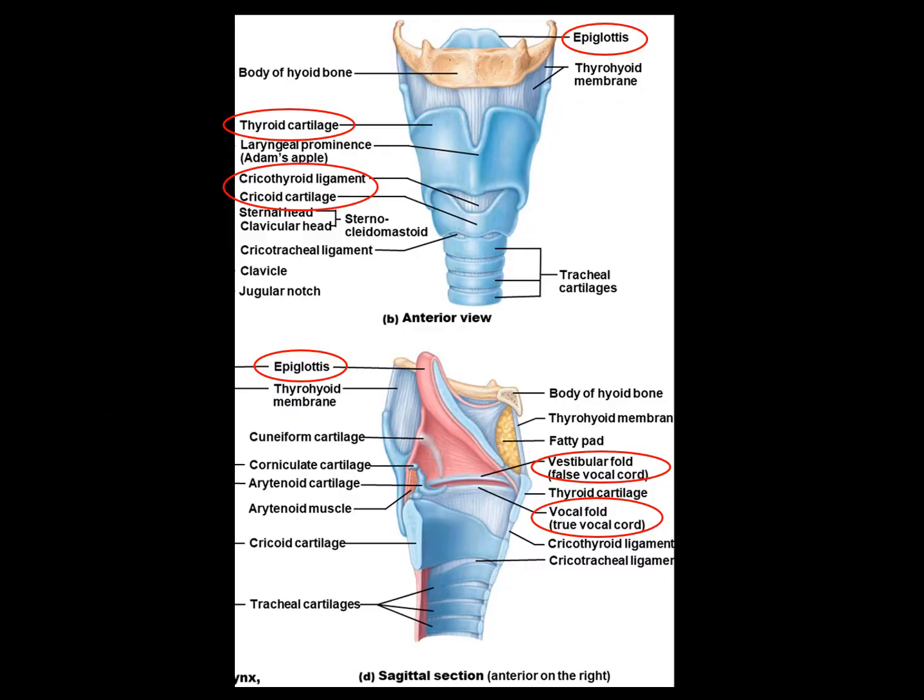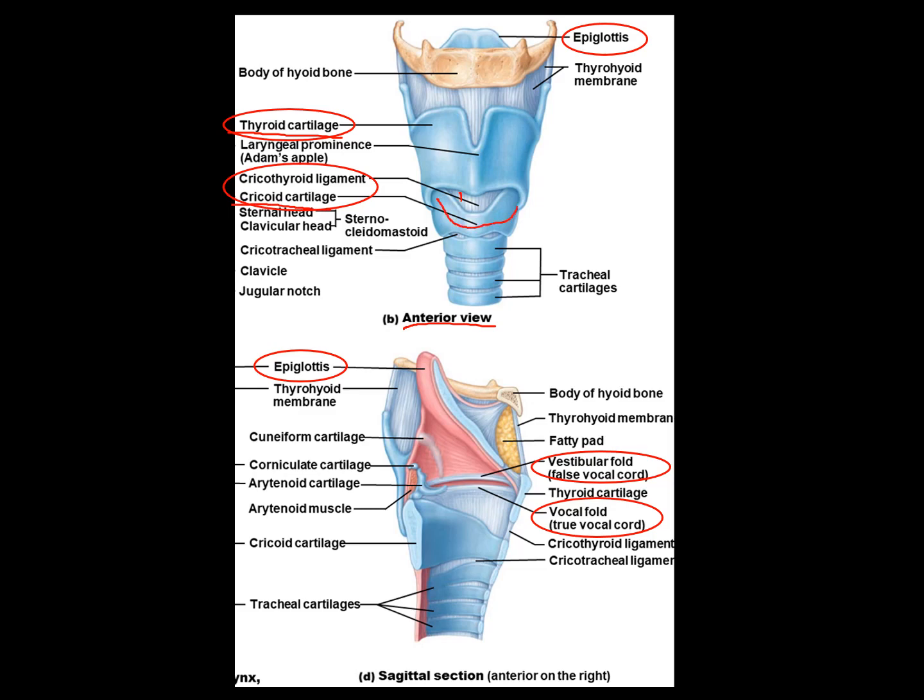So let's look at some pictures first. I have those structures circled for you that I want you to know. This is an anterior view at the top, so you're looking straight forward at it. That big shield, the thyroid cartilage, makes up the majority of the larynx. And then right below that you have the cricoid cartilage, which is kind of like a ring.